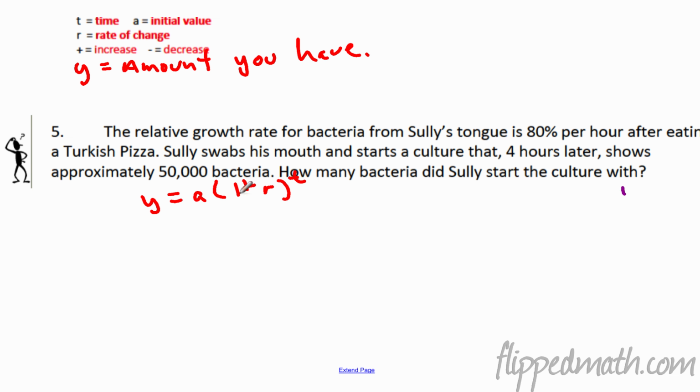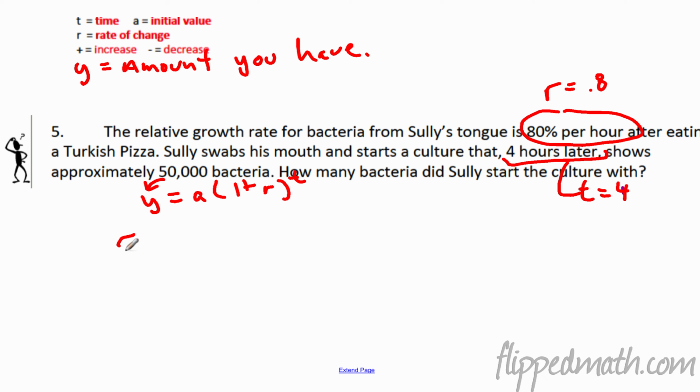So what do we got? 80%. Let's break this down. So what is the rate of growth? 80%. That's easy. So that's going to be r. r equals 0.8. That's 80%. We write it as a decimal, like we did before. Swabs his mouth, starts a culture 4 hours later. So t is going to equal 4. And at that moment in time, that's not how much he started with. At that moment in time, there's 50,000 bacteria. So that's what y is going to equal right there.